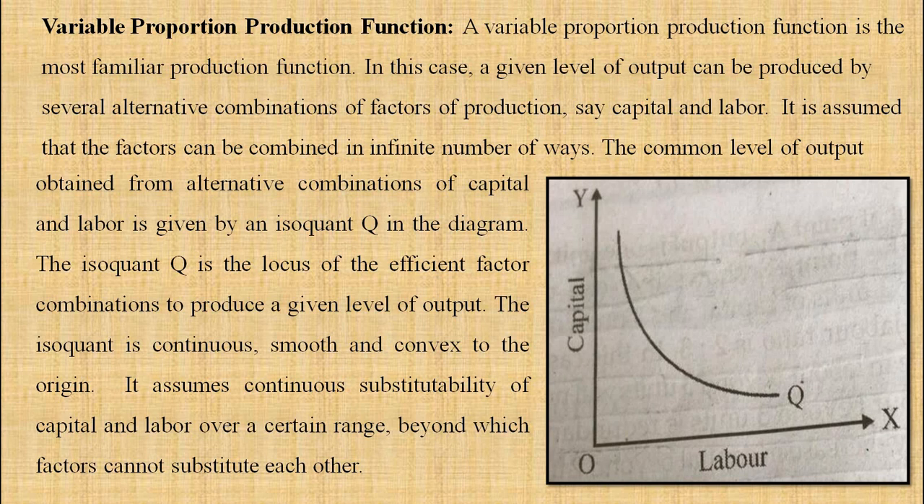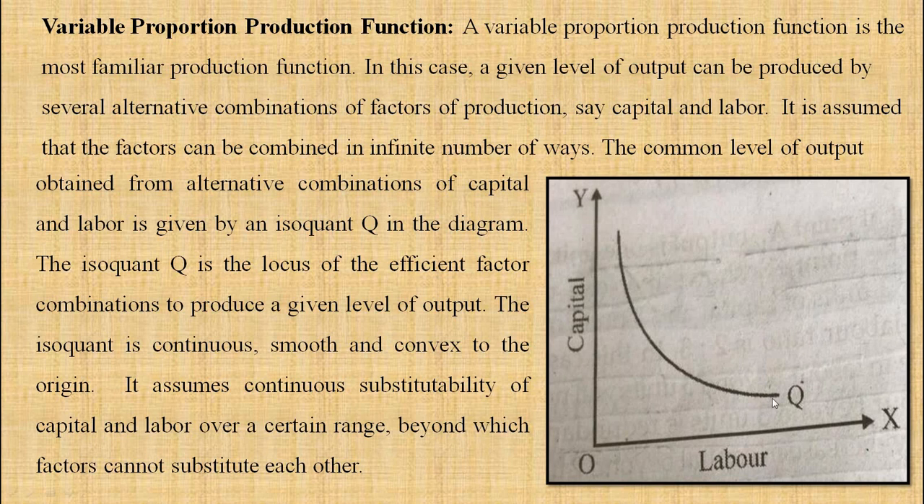A variable proportion production function is the most familiar production function. In this case, a given level of output can be produced by several alternative combinations of factors of production, say capital and labor. It is assumed that the factors can be combined in infinite number of ways. The common level of output obtained from alternative combinations of capital and labor is given by an isoquant Q in the diagram. This is isoquant.